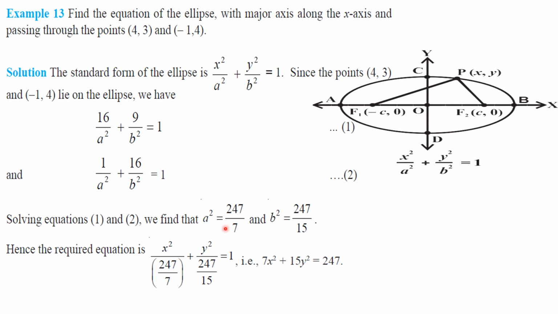Now let us substitute these 2 values in the equation of the ellipse. Hence the required equation is x square by a square, what is a square here? 247 by 7, plus y square by b square, what is the value of b square? 247 by 15, is equal to 1. Okay, my children. You can leave the equation of the ellipse at this step, or you can simplify by taking the LCM of the denominators, and write the required equation of the ellipse in this form also. Then we get 7x square plus 15y square is equal to 247. Okay, my children, understood this example? Right.